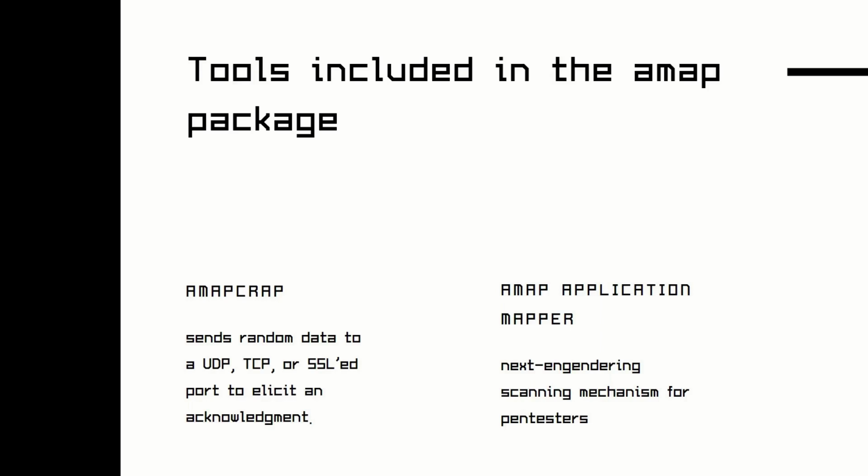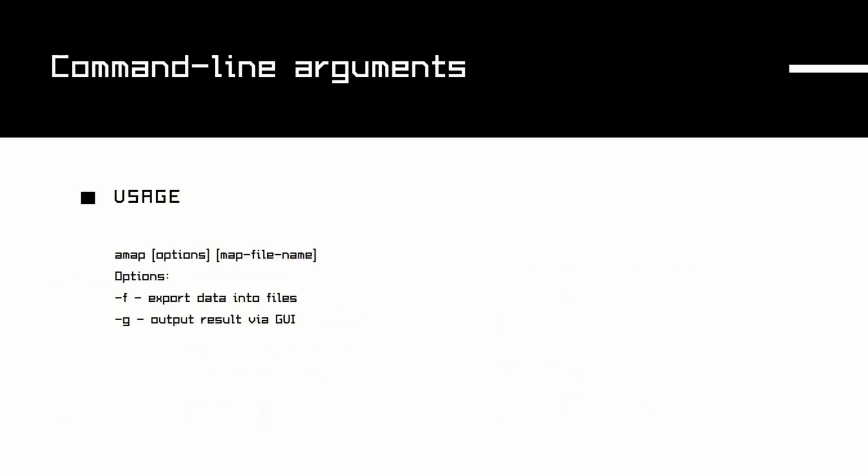Now let's get into the next slide and we'll see the command line attributes. Now, for the first usage of Amap, as you can see, we have the small -f, which will export the data into files, and the small -G, which will output the results via the GUI interface. And the options are as you can see here, and the file name, right? This was about Amap.